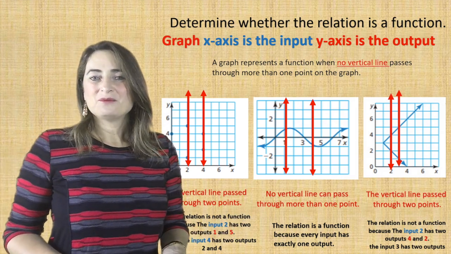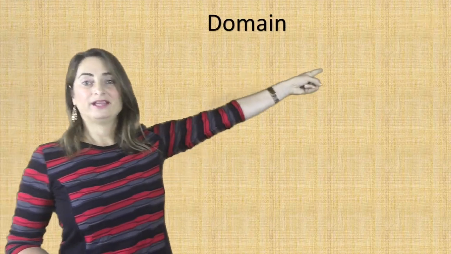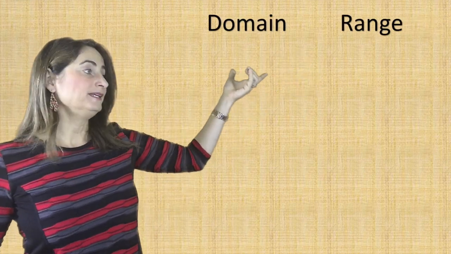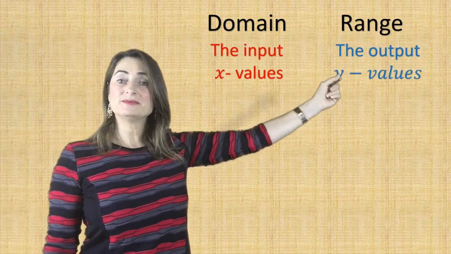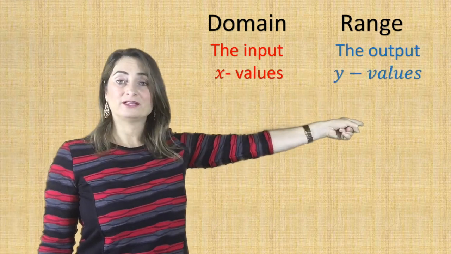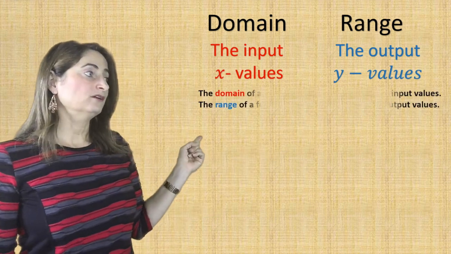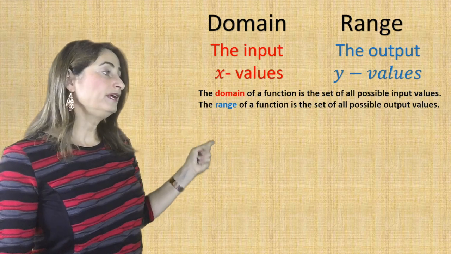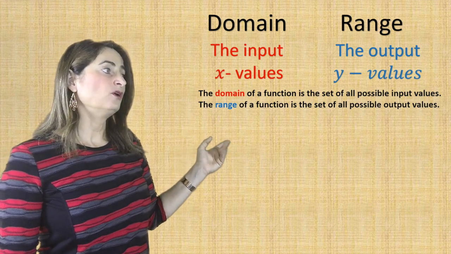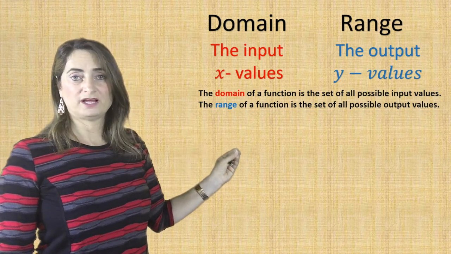Now we will add some more vocabulary to the lesson. Domain and range. Domain is the same as the input or the x values. Range is the same as the output or the y values. So the domain of a function is the set of all possible input values. The range of a function is the set of all possible output values.